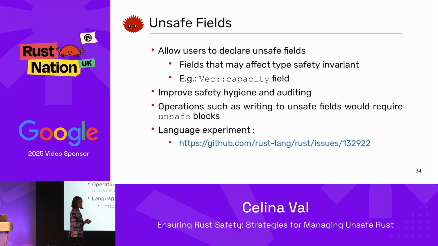Why would you do this? For safety hygiene. Now it's very explicit when you're making changes to a field that could potentially break a type invariant. For example, Vec capacity. If I set a wrong Vec capacity, this breaks my type invariant, and I can, in the future, have a safety violation. It's still being discussed what exactly is going to be unsafe with unsafe fields, but for example, writing to unsafe fields might require unsafe blocks.